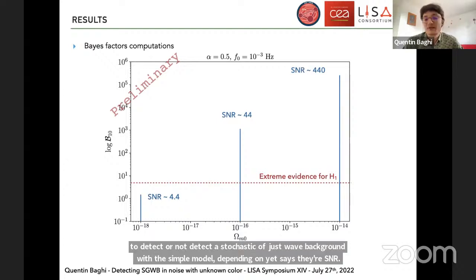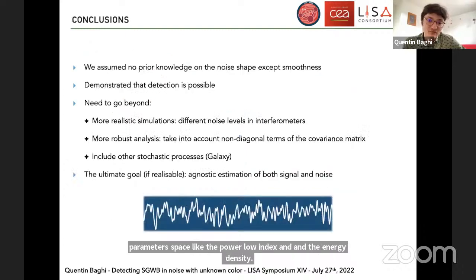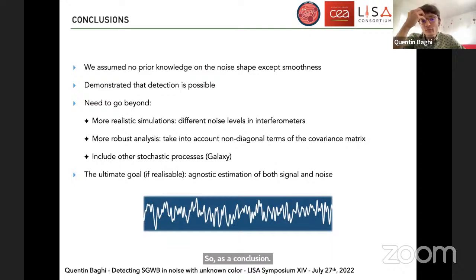We have different Bayes factors depending on the strength of the energy density of the stochastic background, and we're also planning to probe a wide range of parameter space, like the power law index and the energy density. So, as a conclusion, here we are trying to assume no prior knowledge of the noise shape except its smoothness and also its transfer function.